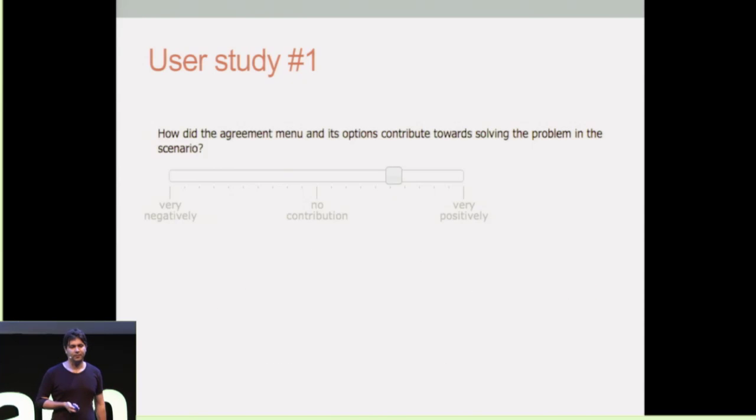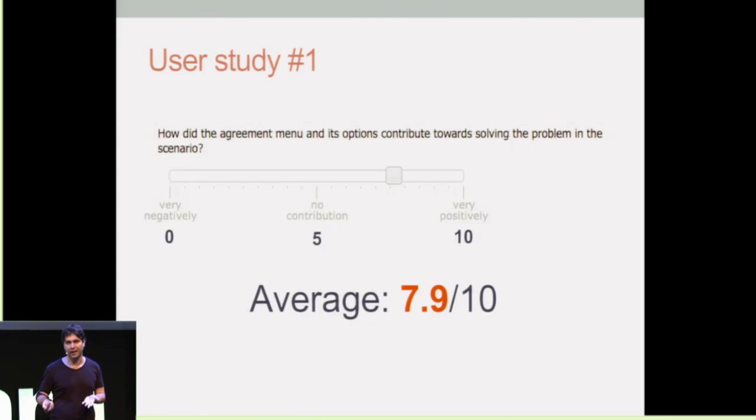What we also did is that we asked people, how did this menu contribute towards solving the actual problem in the scenario? So was that even useful? Would the situation become better if you create this agreement? There was a slider that they could use to rate whether the contribution was very positive, very negative, or there was no contribution. It was numerified: 0 would be very negative, 10 would be very positive, and 5 would be no contribution. And what we found is that on average it was 7.9. So it's heavily towards the very positive.